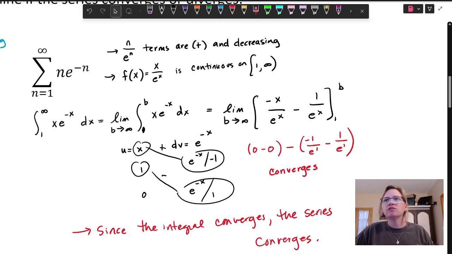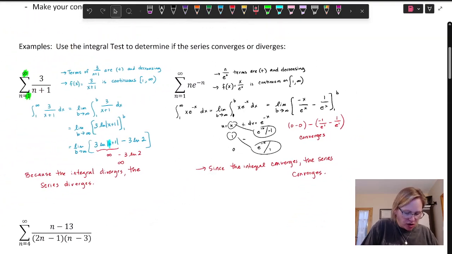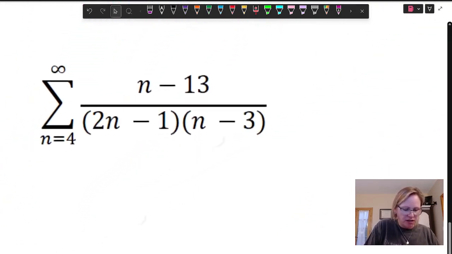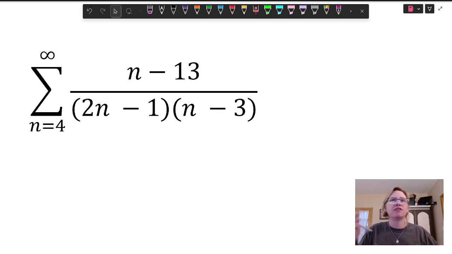So here's my integral test, and it's as simple as using integration techniques to try and find the antiderivative and see if the integral converges. So let's try one last problem here, and this problem is going to involve partial fractions. And I know it's partial fractions because when I look at this problem, I can see that it's factored on the bottom, and finding the antiderivative of this would involve partial fractions.